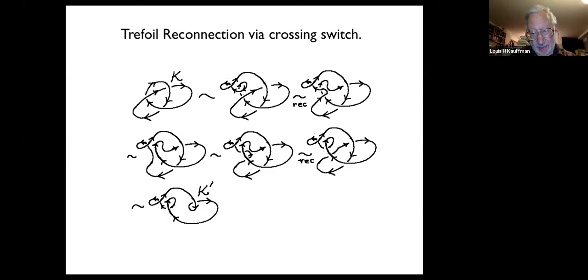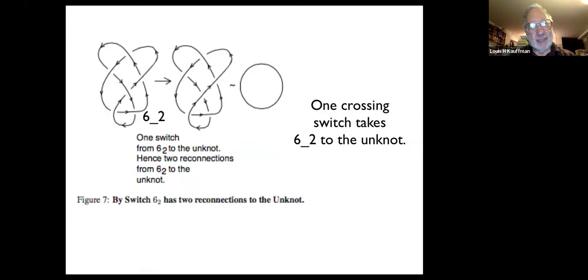But 6-2 is another matter. 6-2 has unknotting number one. And if you switch the crossing in the middle there, you get an unknot. And so that can be accomplished with two reconnections. And so 6-2 can be undone with two reconnections. It just didn't happen in the physical model that we were looking at.